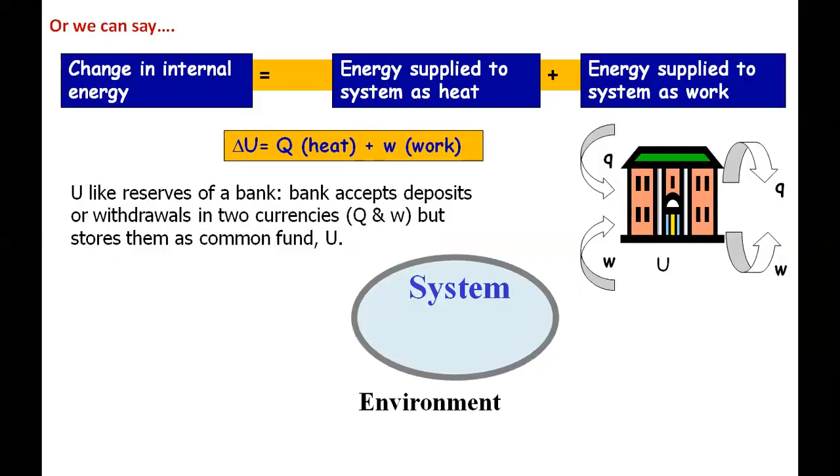Or we can say that change in internal energy equals energy supplied to the system as a heat على شكل حرارة plus energy supplied to the system as work. إذن energy as a heat زائد energy as a work. So delta U, this is the change in internal energy. Delta U تساوي Q heat plus work.